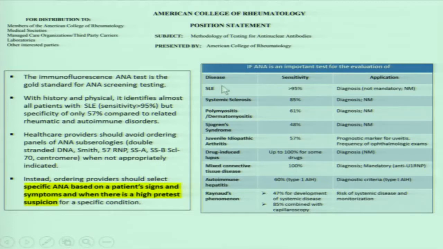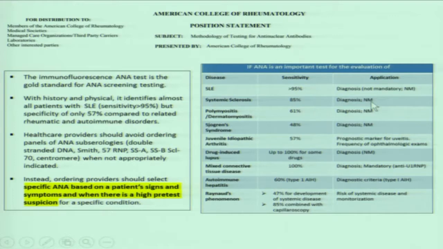All right. Now, these are the diseases, though, that if you are thinking about them, then the ANA is very important. That's where the ANA helps you in different ways. SLE, mostly for the diagnosis, although it's not mandatory. You could have, in a very low number of cases, SLE without ANA.